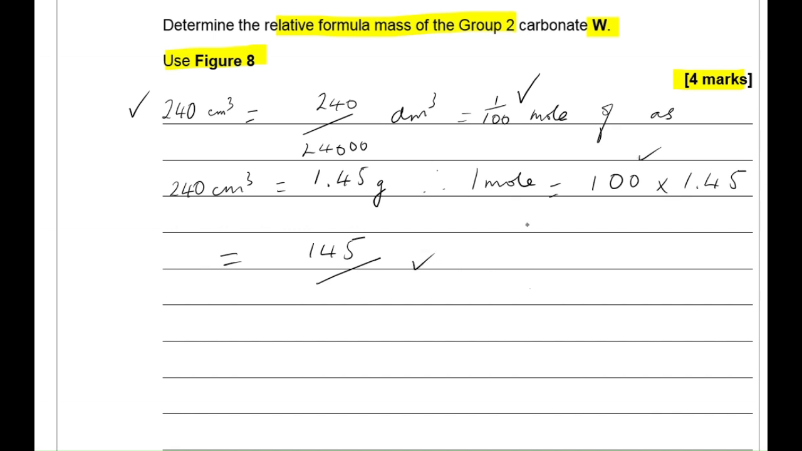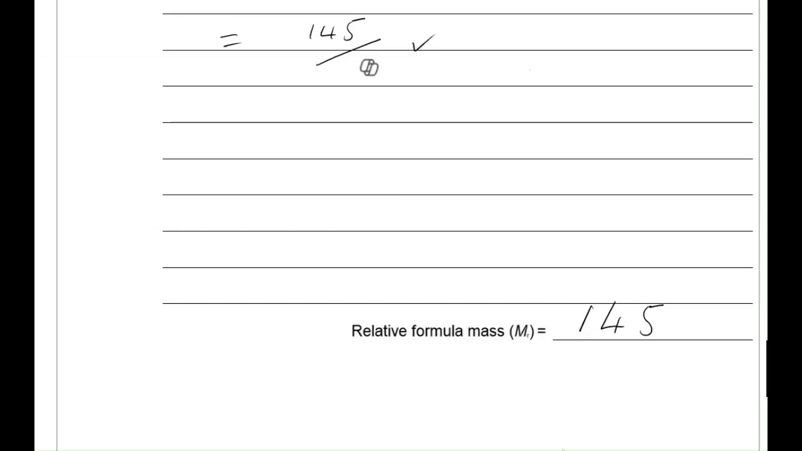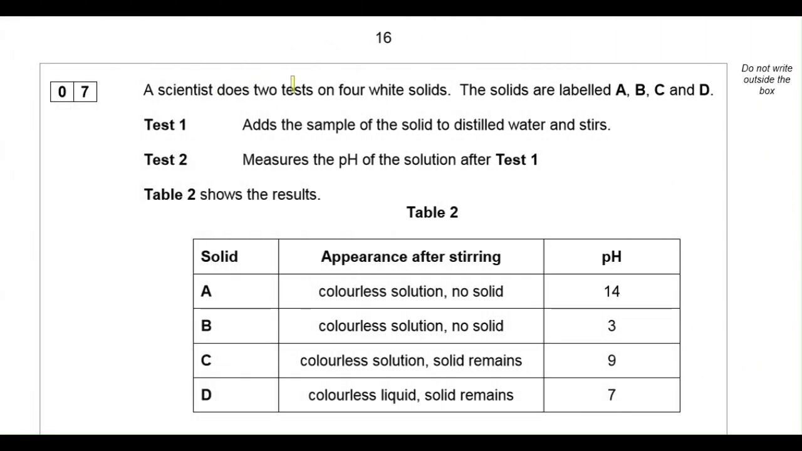A scientist does 2 tests on 4 white solids labelled A, B, C and D. Test 1. Adds the sample of solid to distilled water and stirs. Test 2. Measures the pH of the solution after test 1. Table 2 shows the results, and you can see here a raft of results for each of these solids. And these results are really comparing 2 things. Solubility, which is indicated in the appearance after stirring, and the pH.